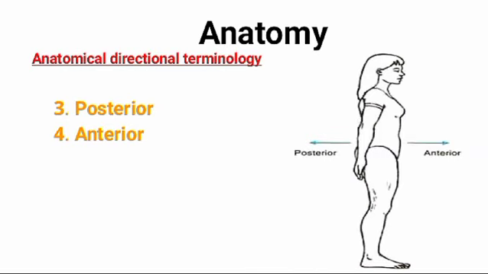Third is posterior. Posterior means towards the back, like the pharynx is posterior to the oral cavity. Fourth is anterior. Anterior means towards the front, like the eyes are anterior to the brain.